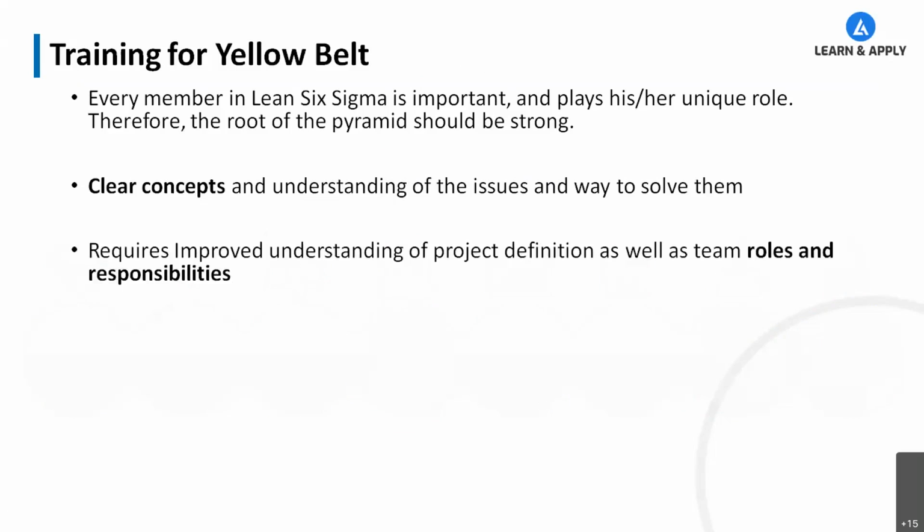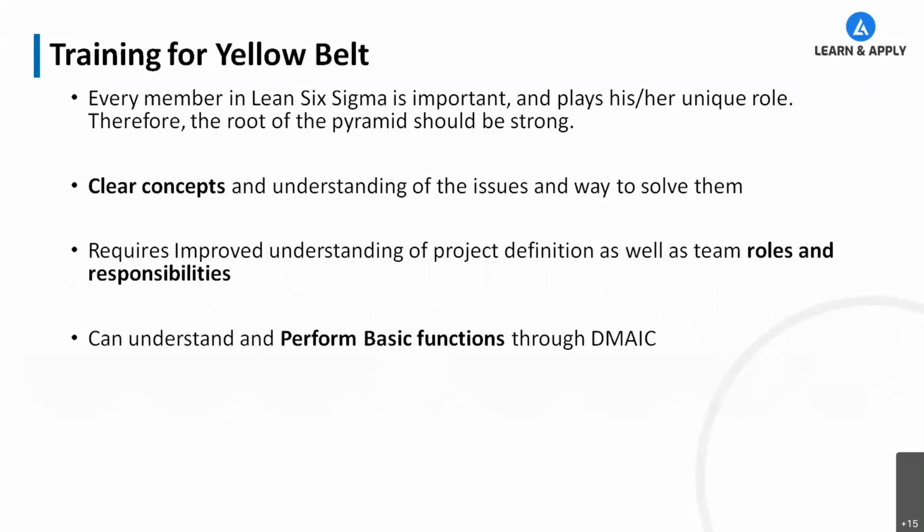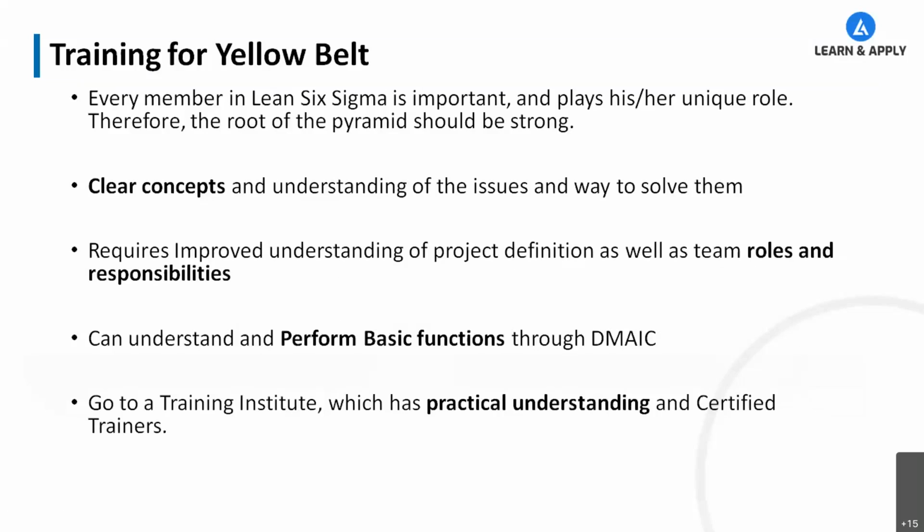Also, the yellow belt requires improved understanding of the project definition as well as team roles and responsibilities. So he should have a clear understanding of the roles and responsibilities of each person, and that will come with the yellow belt training. He can understand and perform basic functions through DMAIC. So the basic functions of all these tools he should understand as a yellow belt.